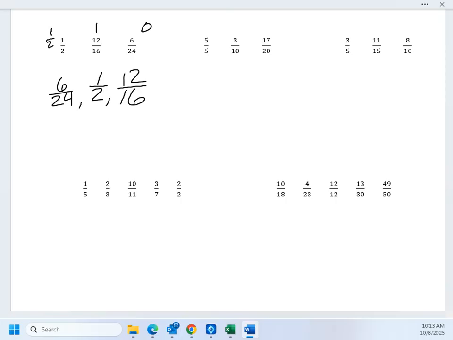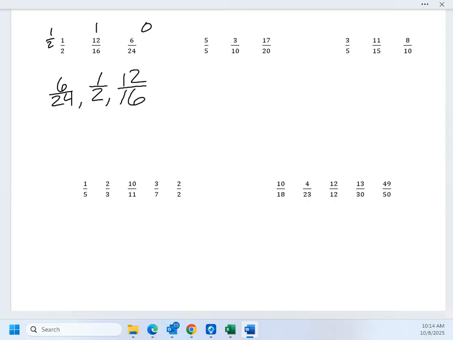Did I have to use that method? No, I could have simplified down. 12, let's see. Simplifying down, it still wouldn't have a common denominator. Yeah, this is probably the easiest one to use for this one, because they've got such big fractions.